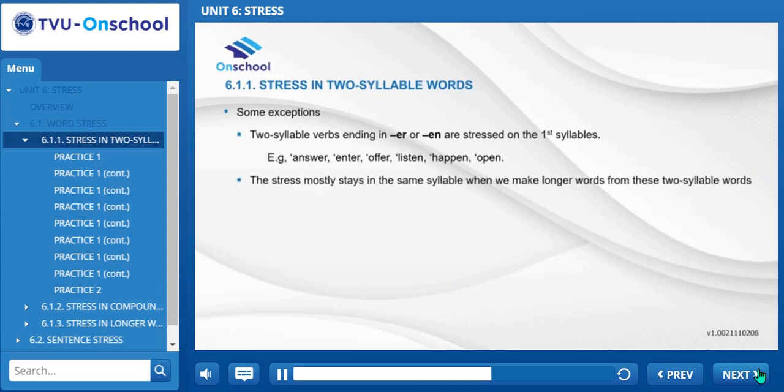The stress mostly stay in the same syllable when we make longer words from these two syllables. For example, we have happy. When we change it into happiness, it's a noun, but the stress is still on happy, happiness, unhappy. Or the word depart. We change it into departure. The stress is still the same. Depart, departure.